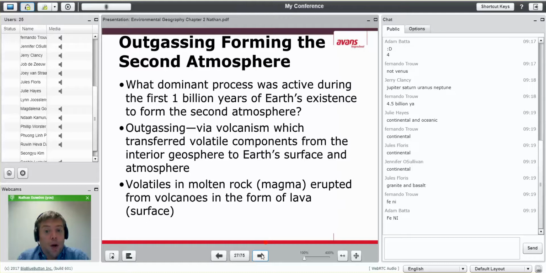So what dominant process was active during the first billion years of Earth's existence to form the second atmosphere? Well, we don't think there was life, so we're assuming that this would be outgassing. Outgassing is through volcanism, through volcanoes. Volatile components came from the interior, so the asthenosphere and maybe even deeper, to the Earth's surface and atmosphere. This includes molten rock, which is magma, and when it hits the surface, that's called lava, and that releases a lot of gases.